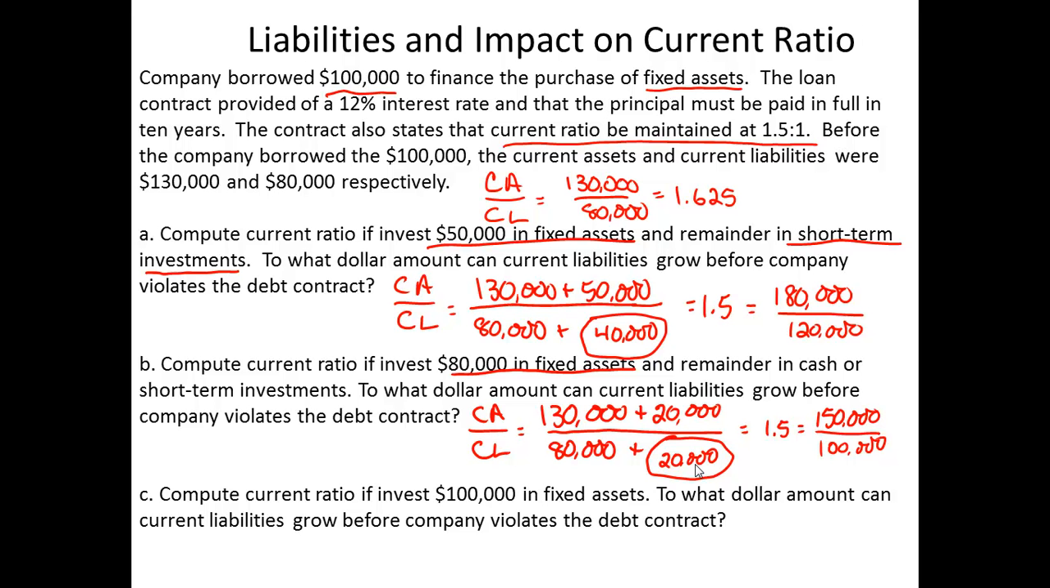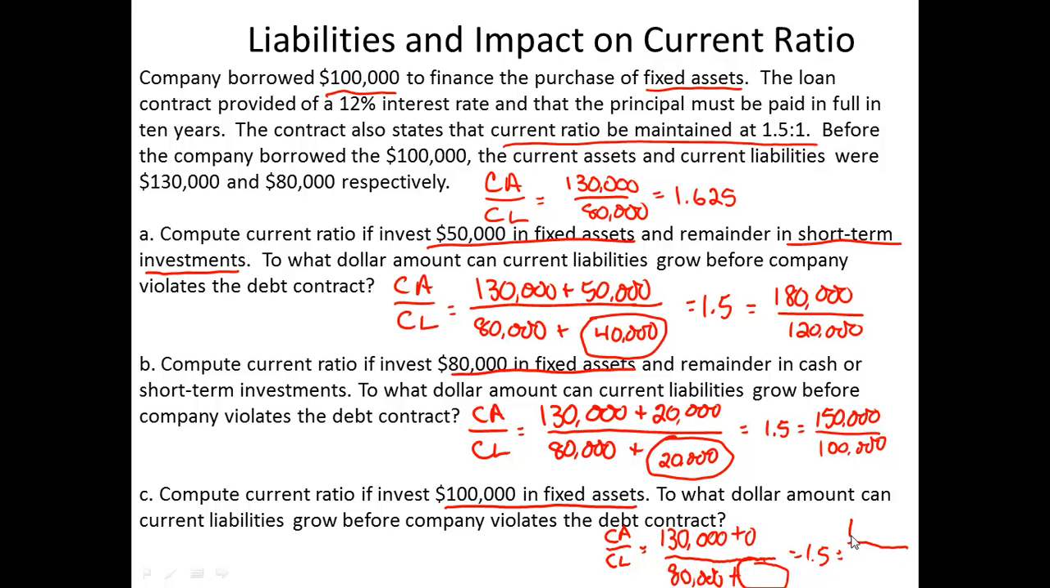And finally, what if we take out that $100,000 loan and we buy $100,000 of fixed assets? In that case, current assets are going to stay at $130,000. They didn't grow by anything because everything was invested in long-term assets. And so current liabilities currently are $80,000. And we want to know how much other debt can we take on. We want to keep it at 1.5.